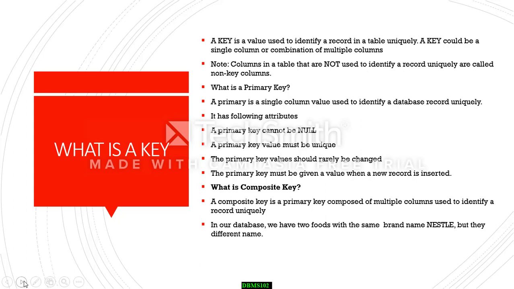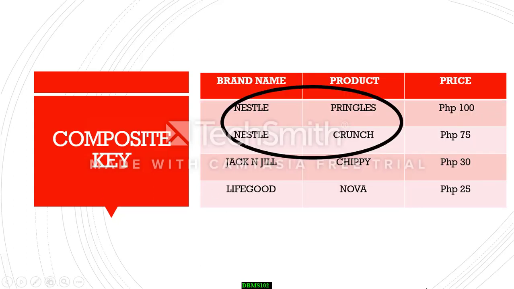In our database, we have two foods with the same brand named Nestle, but they have different names. Like this, for example. In the brand name, there is Nestle, who has a product of Pringles. And they also have a brand name called Nestle, who also have a Crunch product.